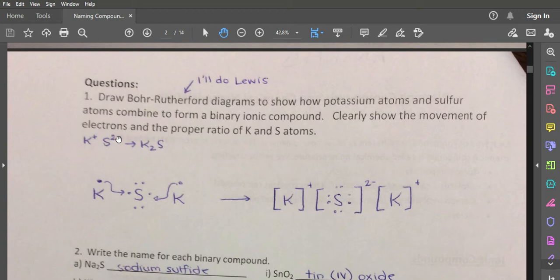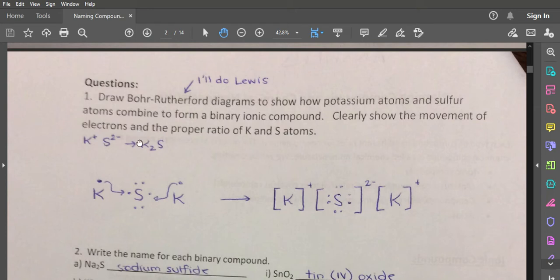The crisscross rule says that those two charges are going to swap places, so that this 1 now goes behind the S. You don't have to write a 1 though. And this 2 now goes behind the K. So that this is the chemical formula for potassium sulfide.